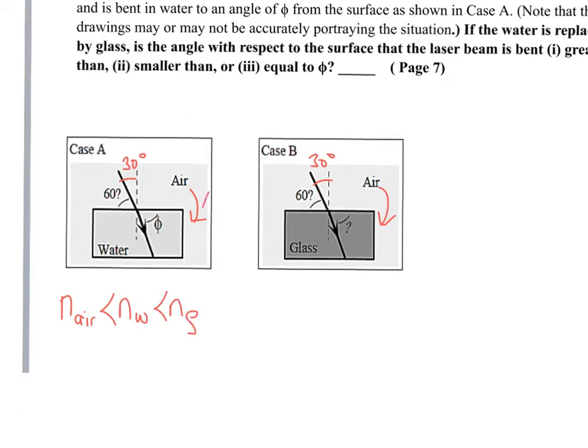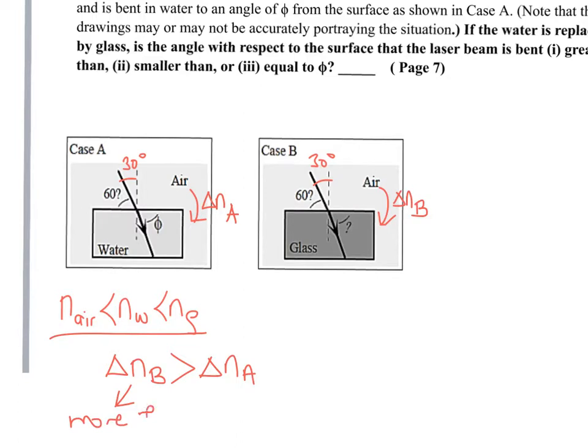The difference of index of refractions in case A and in case B, when we compare them from this relation, the difference in B is bigger than the difference in A. As the difference is more, the refraction is more, there will be more refraction here. So light coming this way will be bent more, making this angle bigger than the angle phi in case A.